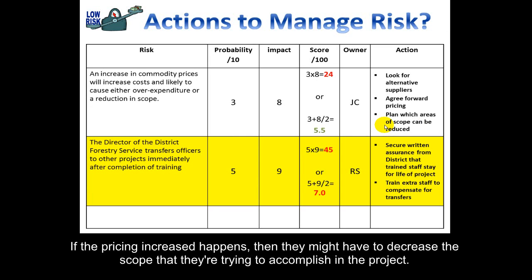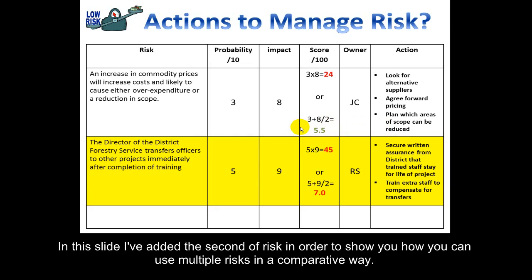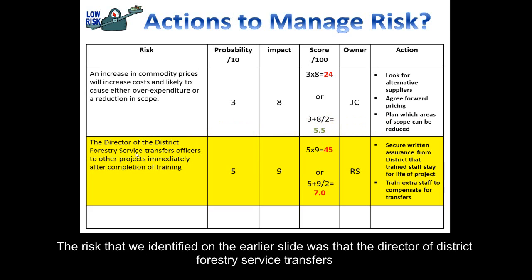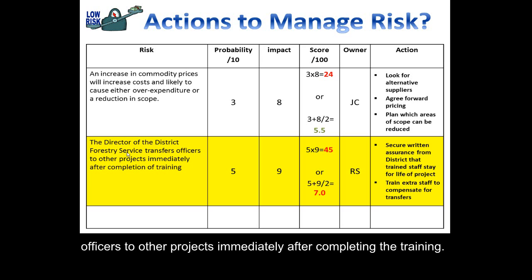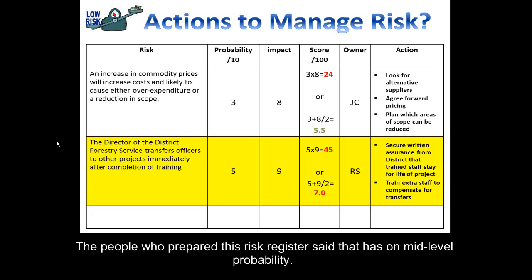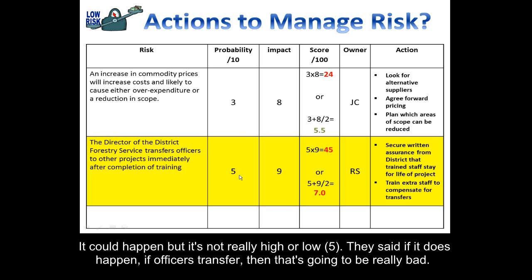the project. In this slide, I've added the second risk in order to show you how you can use multiple risks in a comparative way. And so the risk that we identified on the earlier slide was that the Director of District Forestry Service transfers officers to other projects immediately after completing the training. And the people who prepared this risk register said there's a mid-level probability that that could happen, that it's not really high or really low, so they gave it a 5.